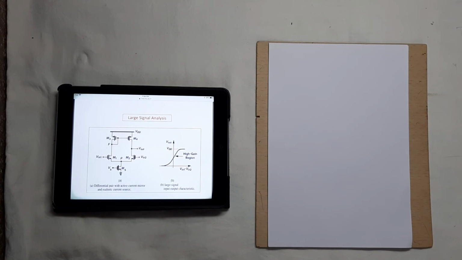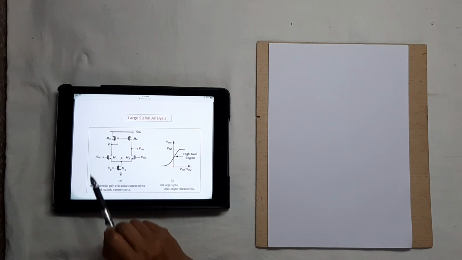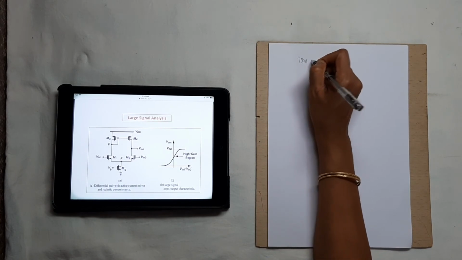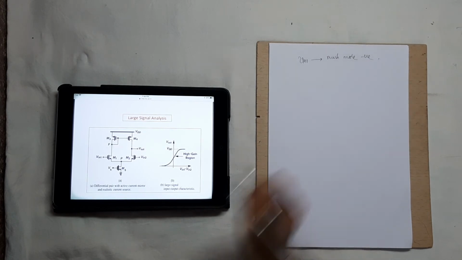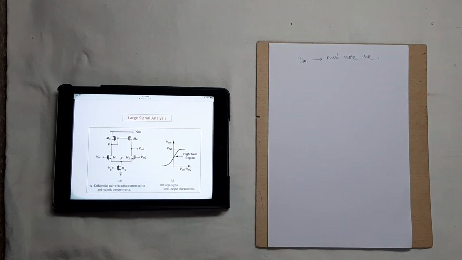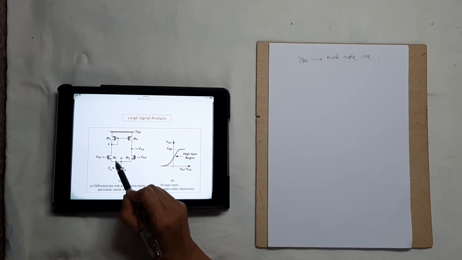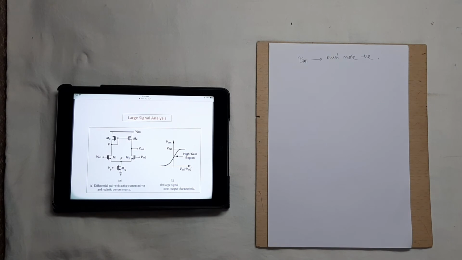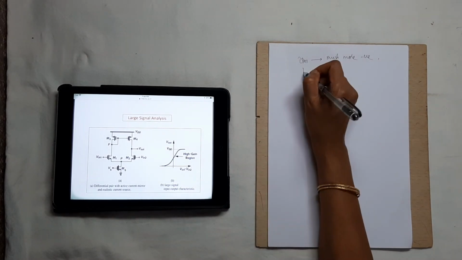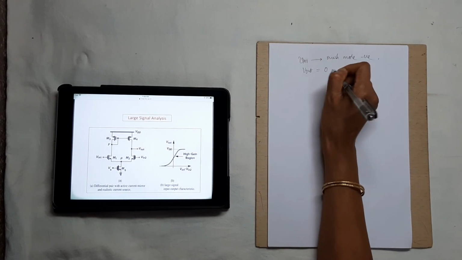Now how is this working? Vin1 is the input applied to the M1 transistor, and Vin2 is the input applied to the M2 transistor. Let us see if Vin1 is much more negative. So when it is much more negative, then what happens? This transistor will be in the off state. Since this transistor is in the off state, M3 and M4 are in the off state. So they do not draw any current. Therefore, we have output voltage equal to 0.